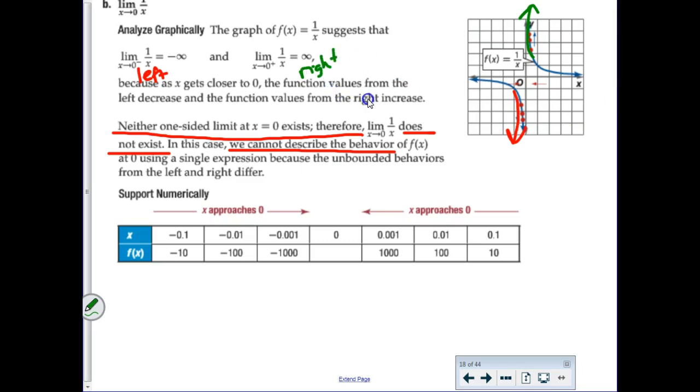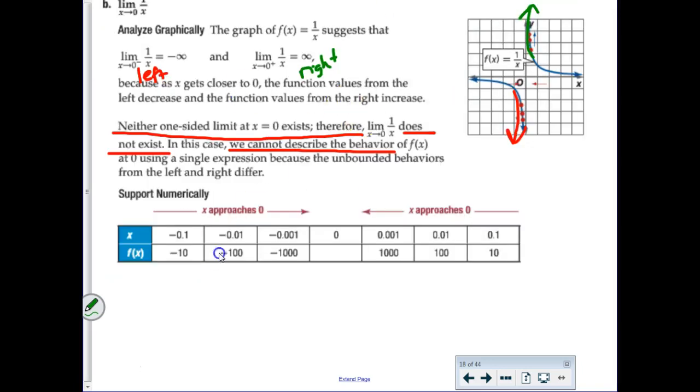So because your function is approaching two different ideas even on the left and right side, most definitely the limit does not exist, and we can't even describe the end behavior in a two-tailed notation. So I would only be able to describe end behavior on one side or the other, not both as a whole. Okay. So this is an example where definitely no limit, and I can't even describe the end behavior properly.